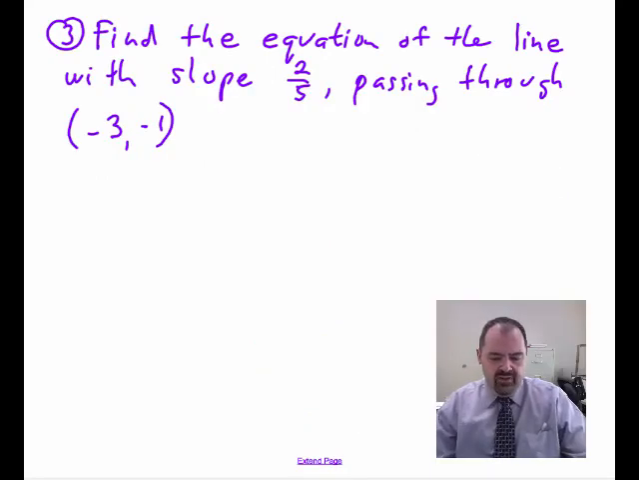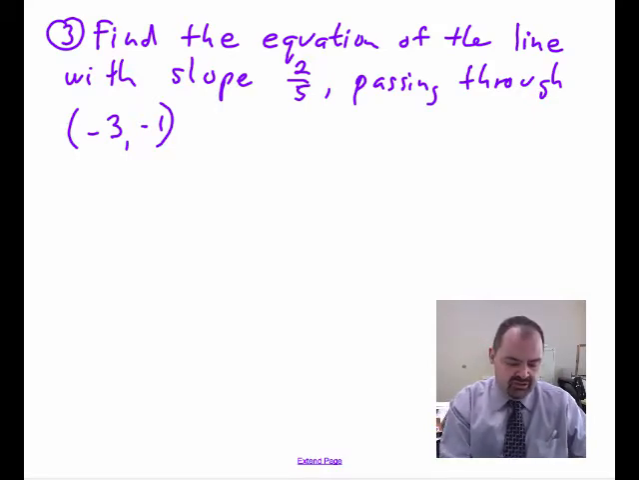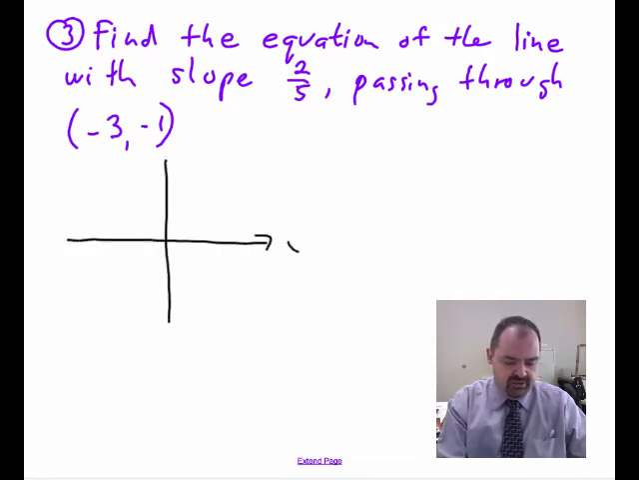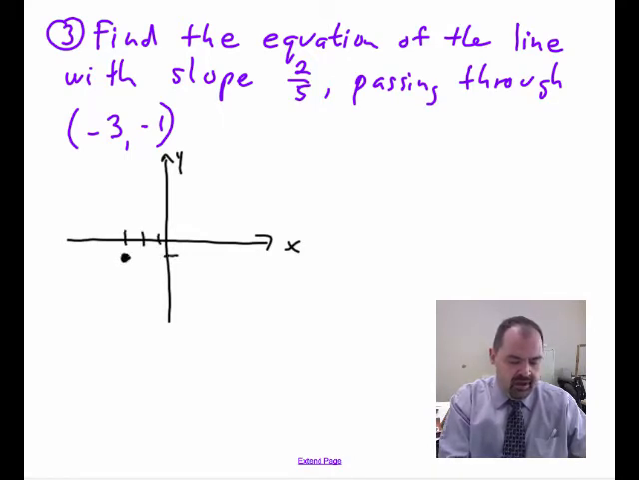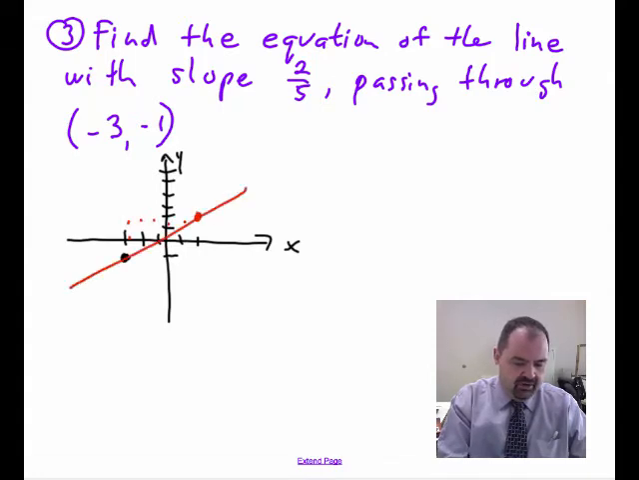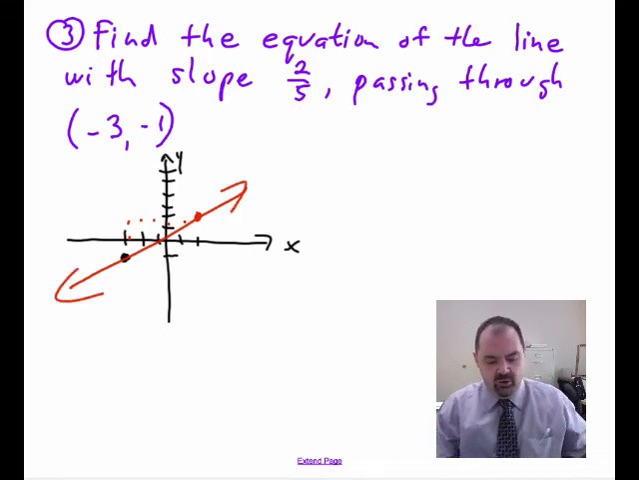Alright, our last question. Find the equation of a line with a slope of 2/5 passing through the point negative 3, negative 1. I'm just going to draw a little sketch of this to better understand what's happening. So we have a line and it's passing through this point. From there I have a slope of 2/5, which means I need to go up 2, then over 5, there. So I want the line that looks something like that, the equation of that line.